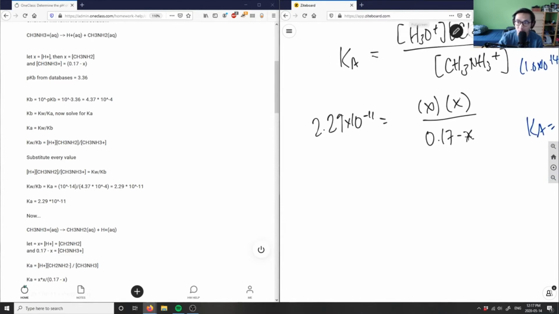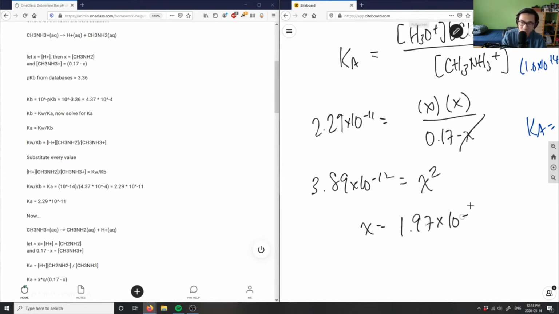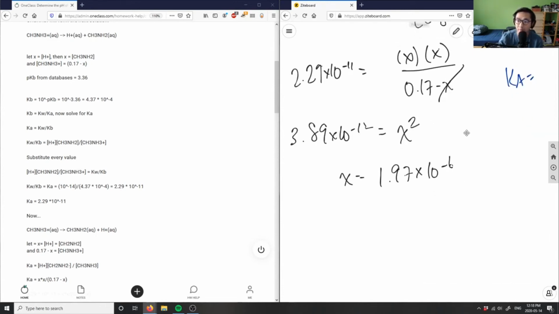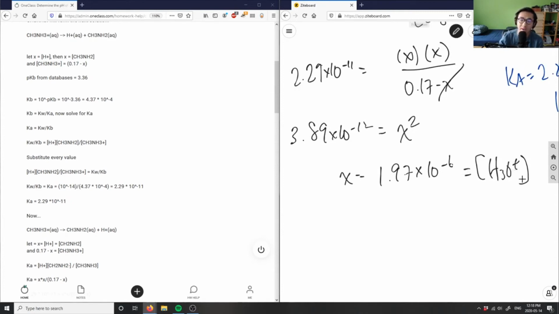I'm going to use a small x approximation to get rid of this minus x here. I'm going to multiply both sides by 0.17, and I get a value of 3.89 times 10 to the negative 12. Then I'm multiplying the x's here. I can square root both sides, and x here would be 1.97 times 10 to the negative 6. And this here will be the concentration of my hydronium ions, right? This guy here is going to equal H3O plus, as I said in my ICE table.